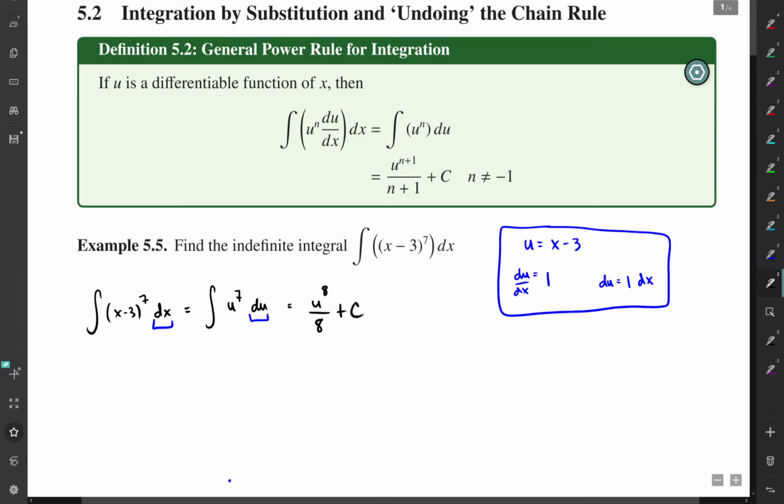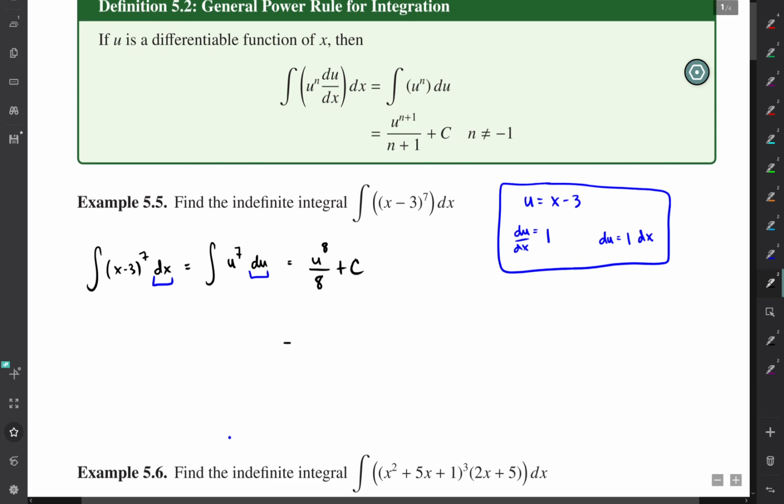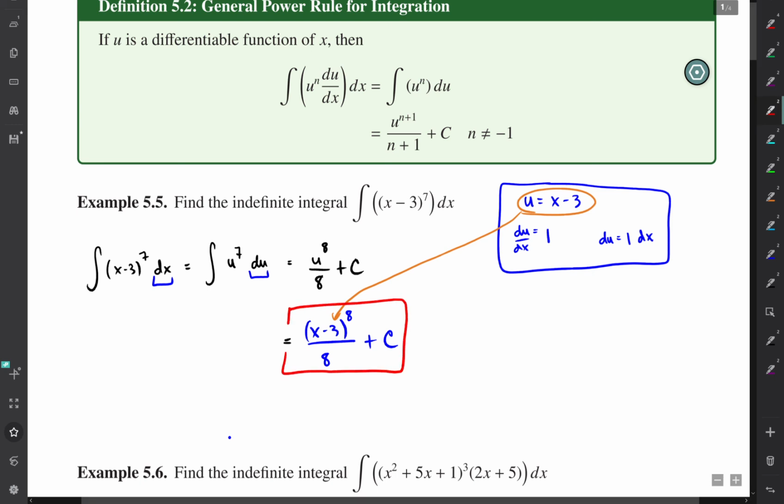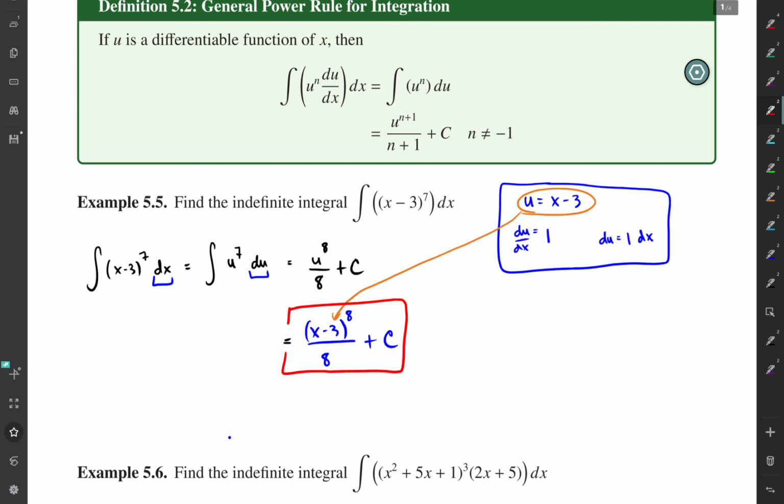And then all you have left to do is to substitute back in for u. So you get x minus 3 to the 8th all over 8 plus c. And that is because you've substituted in x minus 3 in for u right there. Okay, and so this is your final answer. So we found that the integral of x minus 3 to the 7th is equal to x minus 3 to the 8th divided by 8 plus a constant.